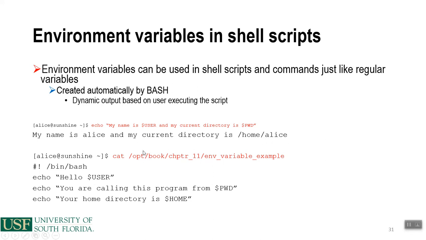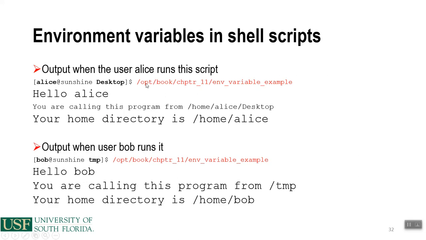Now, if you were to open up a script and start a new script, and the script's name is env_variable_example, and you have the shebang /bin/bash, so you don't have to call bash each time, what you can do is echo hello, the variable for user, you're calling this program from the print working directory variable, and your home directory is home. What will happen when Alice runs this script is that you'll see hello Alice, you're calling this program from this particular location, and your home directory is this directory.